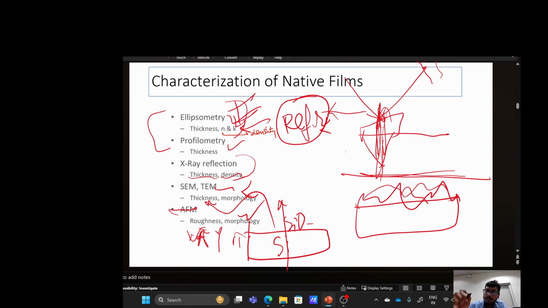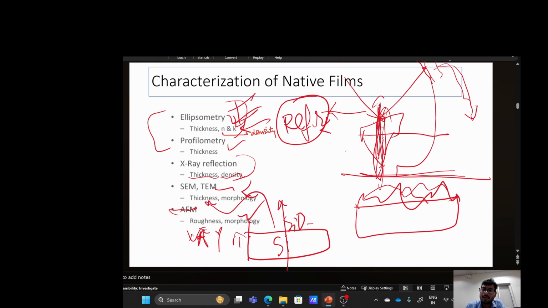That will depend, and this detector will have a kind of pixels. How this is moving, that will give you a, I'm not going into that much detail, but it will give you a kind of morphology according to the movement of this tip.